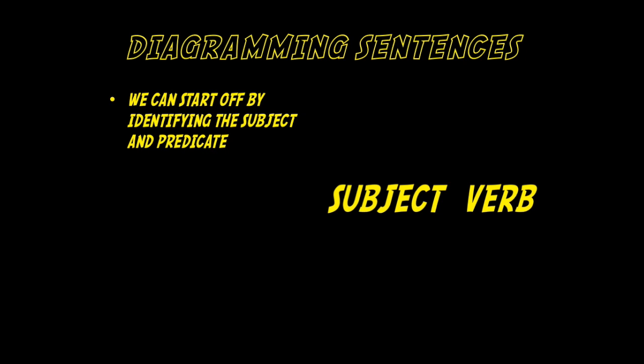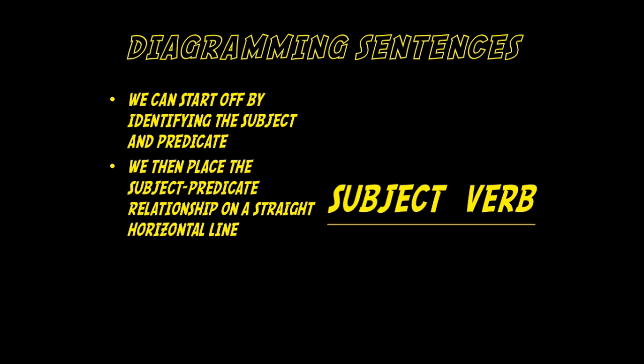We can start off by identifying the subject and predicate. On our diagram that we're going to be using as our example, we just put verb instead of predicate, so don't be confused. We then place the subject-predicate relationship on a straight horizontal line. So we drew that line right underneath the subject and its predicate, which is a verb, so we got verb there.